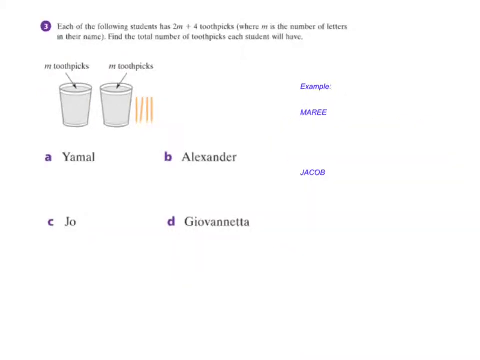Okay, let's have a look at this one. If we read it, it says, each of the following students has 2m plus 4 toothpicks, where m is the number of letters in their name. So let's have a look at this. This is 2m. So this is our m and our 4.